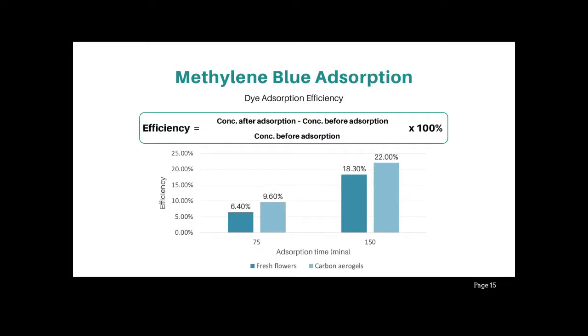Similarly, the methylene blue adsorption shows that the aerogel has 3.5% higher efficiency than the original product. In the end, we should say that our final product can absorb oil and dye better than the original study material, which are the flowers.